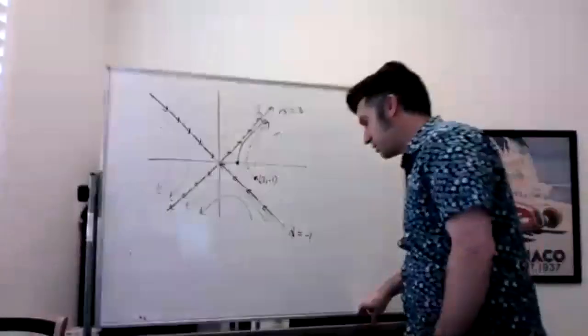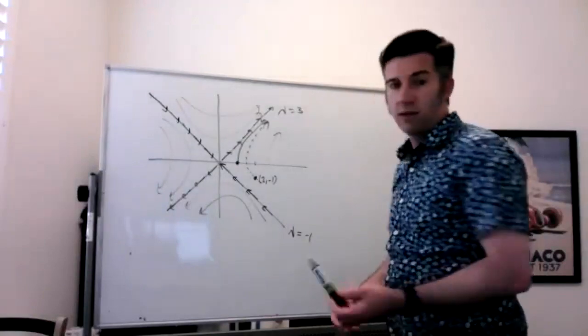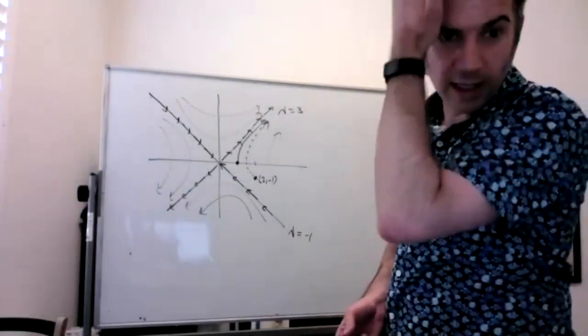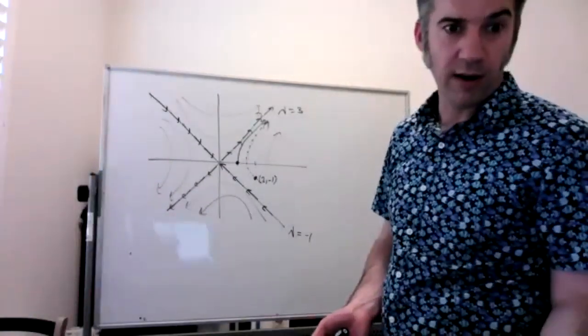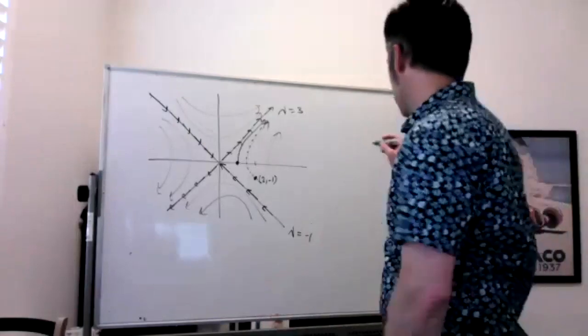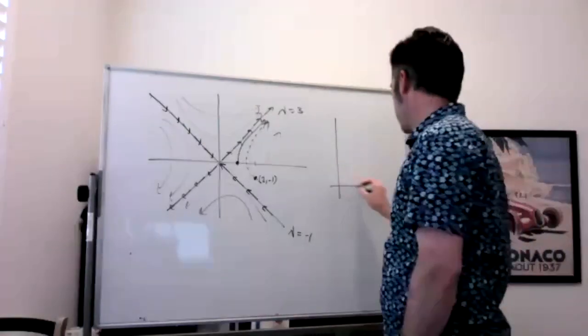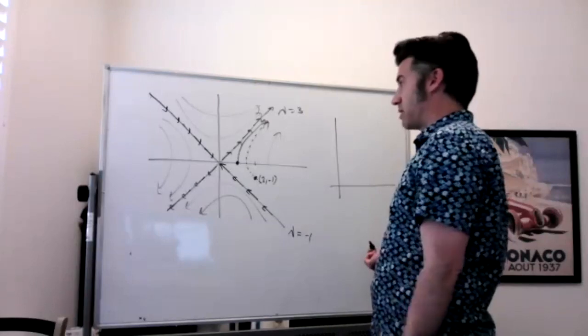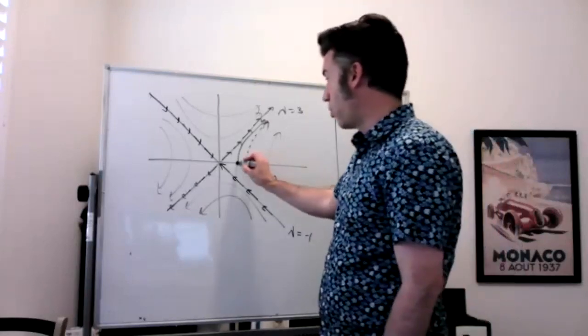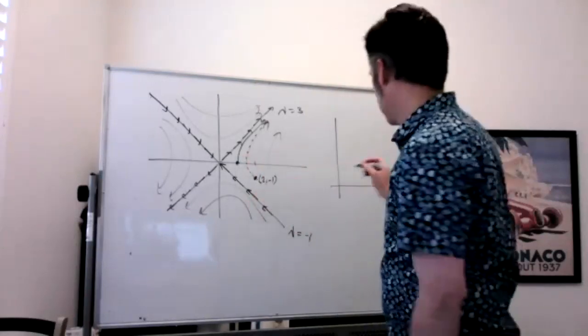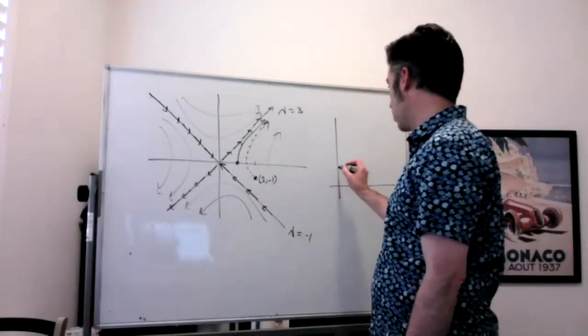Okay, let's get this finished because we're almost out of time. The second part of this question asks you to graph x and y versus t. So do the thing where here's t, and I'm going to graph x and y. If I start at the point (1, 0), that means x is 1.